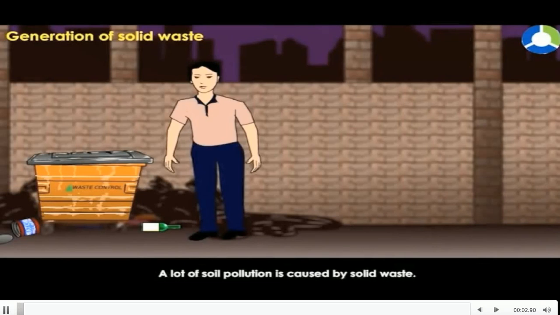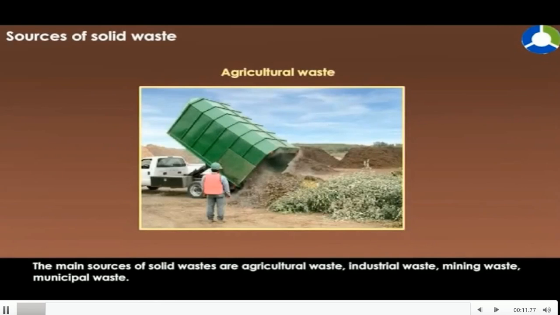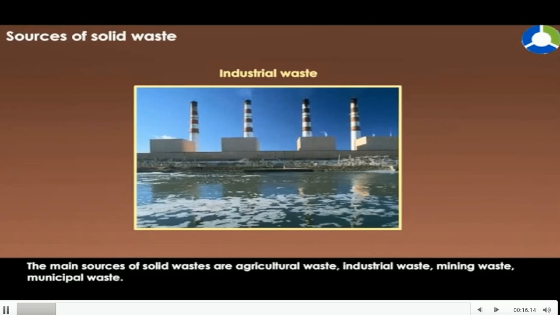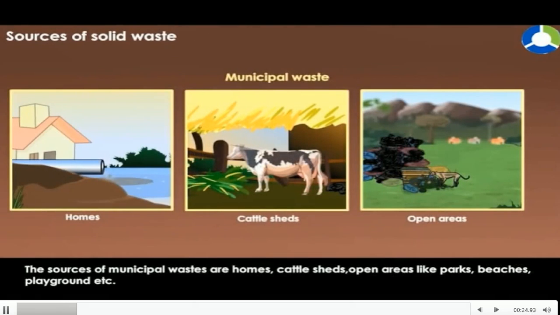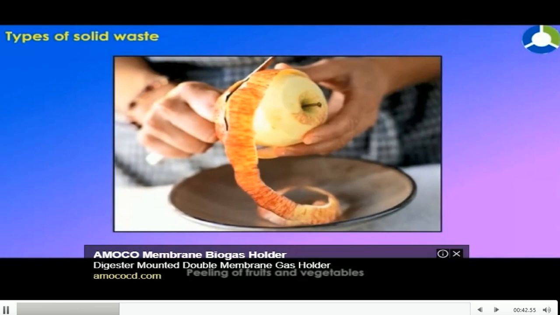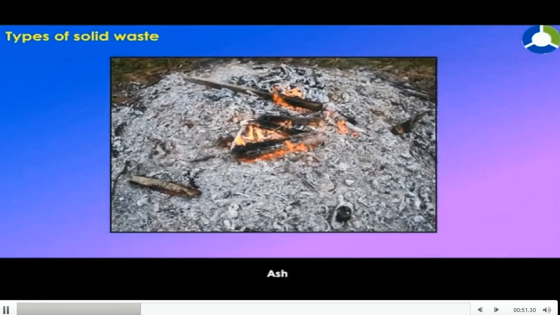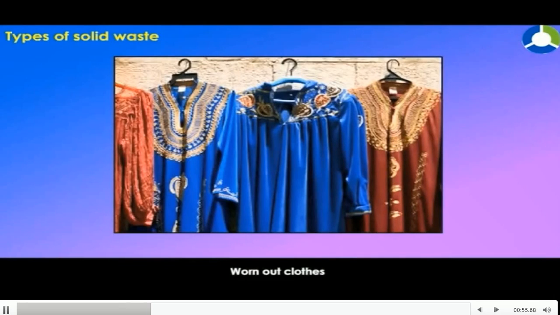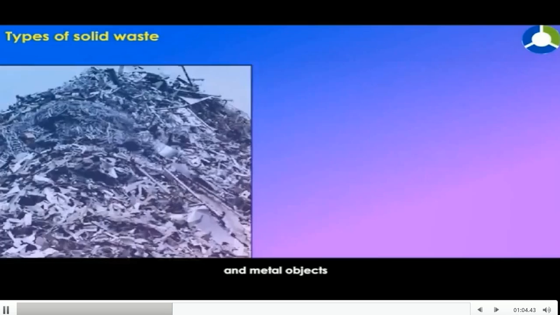A lot of soil pollution is caused by the solid waste. Sources of solid waste. The main sources of solid wastes are agricultural waste, industrial waste, mining waste, municipal waste. The sources of municipal wastes are homes, cattle sheds, open areas like parks, beaches, playground, etc. Types of solid waste. It includes many things such as peelings of fruits and vegetables, cow dung, ash, waste paper, worn out clothes, plastic objects, glass pieces, and metal objects.